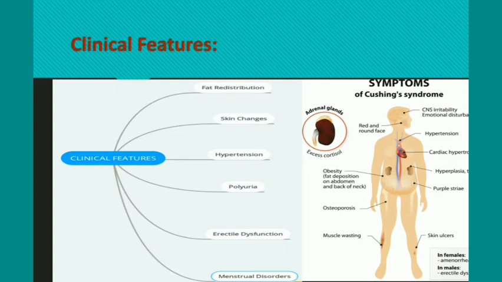Moving on to the clinical features. It includes 1. Fat redistribution, which manifests as moon face, truncal obesity, buffalo hump, thin extremities, and increased abdominal fat. 2. Skin changes. Skin changes include abdominal stria, easy bruising, decreased wound healing, and thinning of skin.